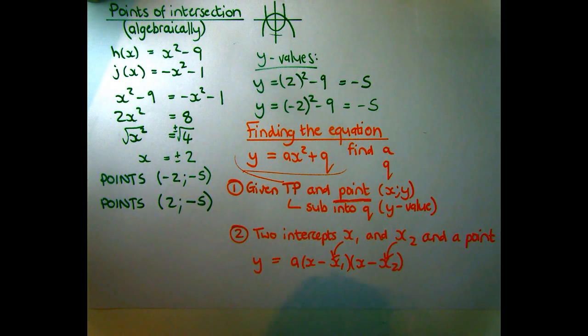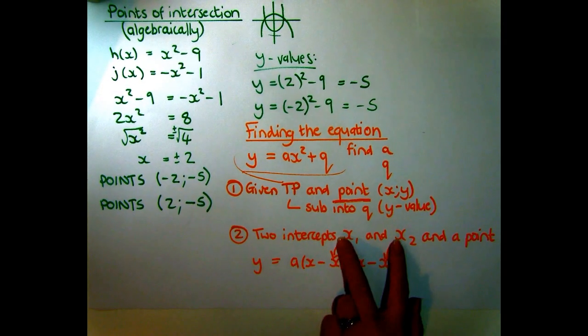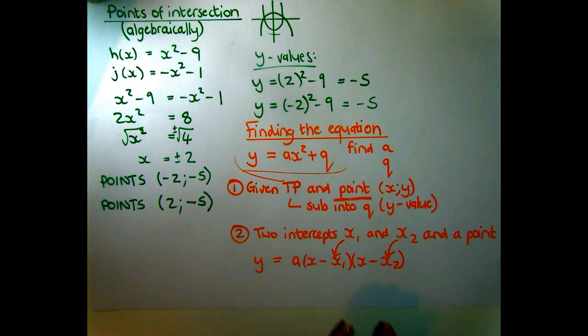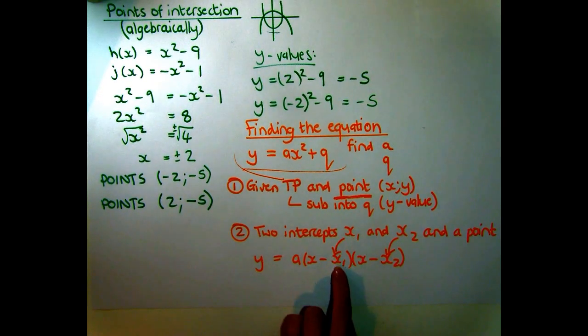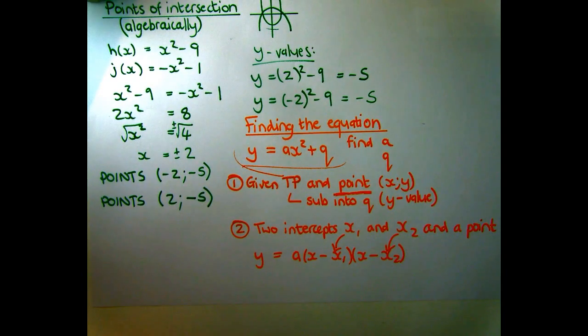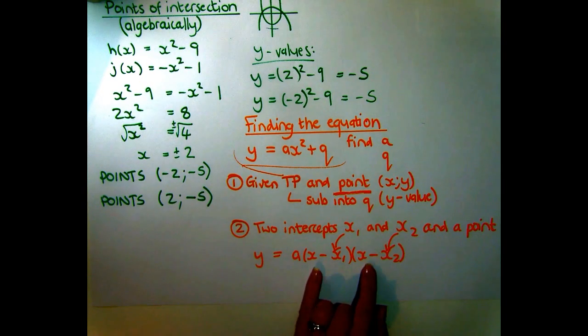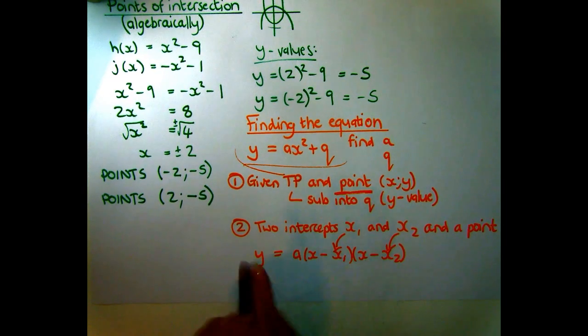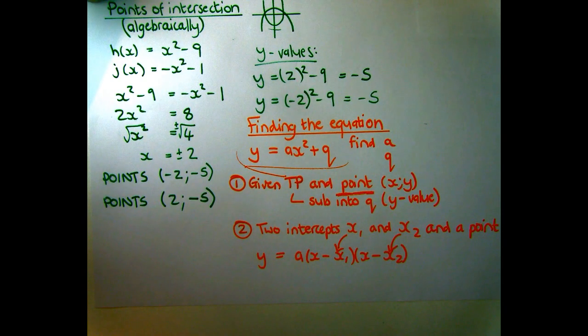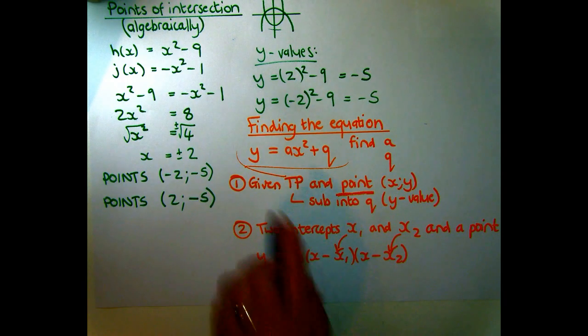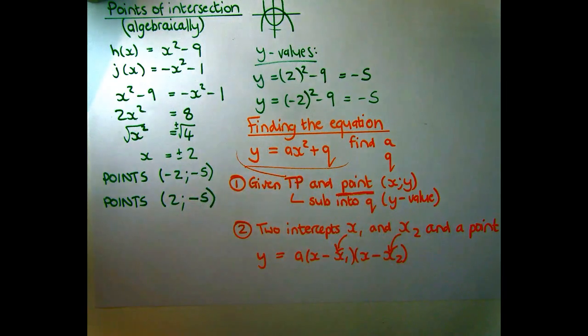If you're given two intercepts and a point, then you're going to use a special formula which you need to learn off by heart. You're going to plug in the X-intercepts, so -2 and 2 or whatever they are. You're going to plug in the point X and Y for X and Y. With all of those numbers in place, A will be the only variable. You will then solve for A. Once you have A, you need to multiply it in and finally come out with an answer that looks like that.